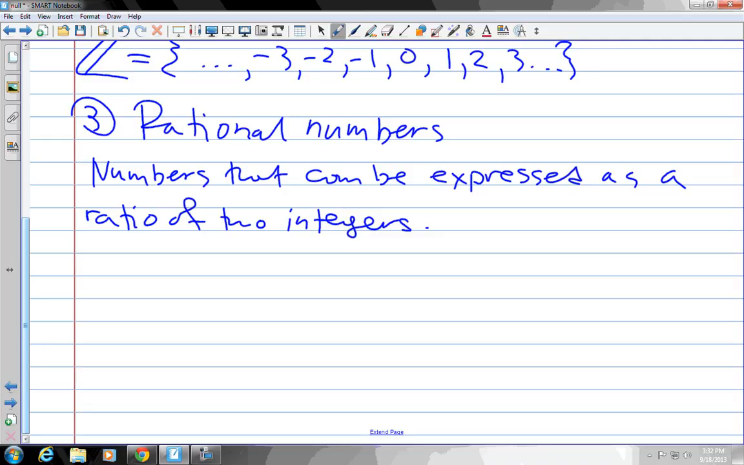A few examples of rational numbers. Can you give me a few examples of numbers that can be written as a ratio of two integers? Integer in the numerator, integer in the denominator. 3/4, I like that. 3/4 is clearly a rational number. Give me another one.